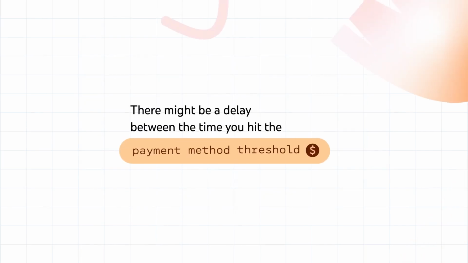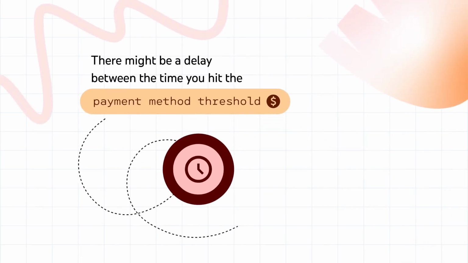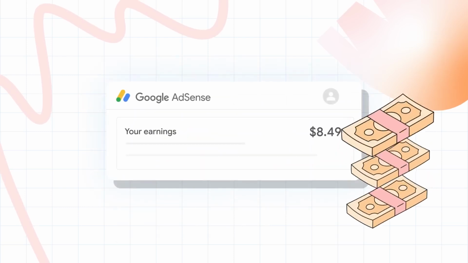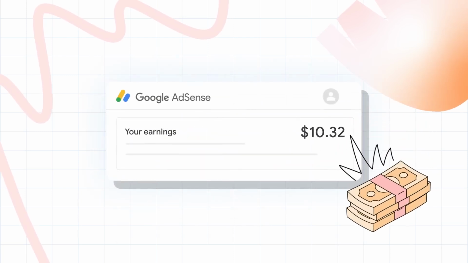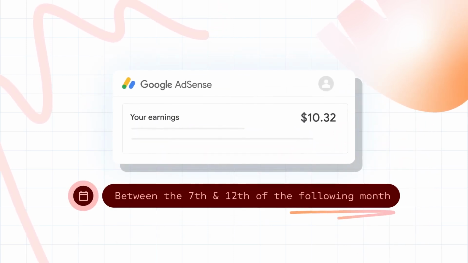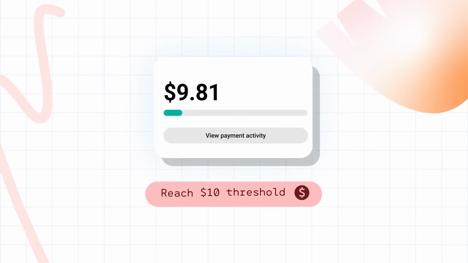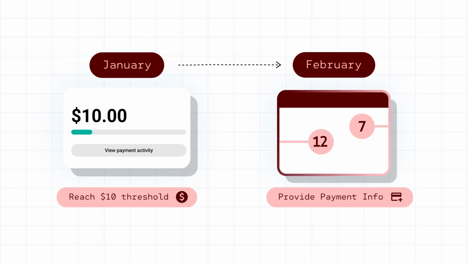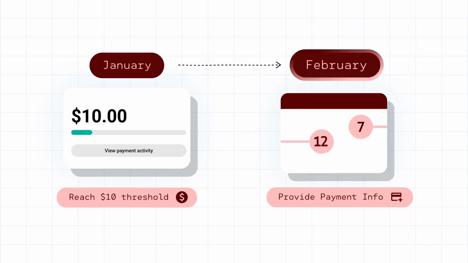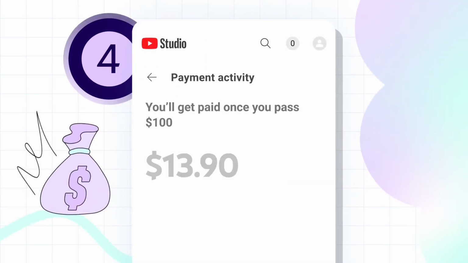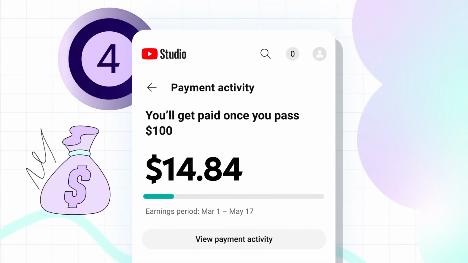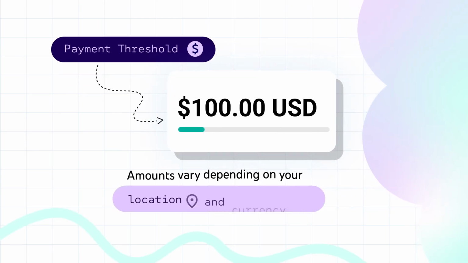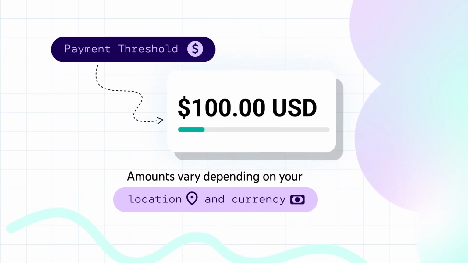Note that there might be a delay between the time you hit the payment method threshold and the time you're able to complete this step, because your earnings first need to be added to your AdSense for YouTube account, which happens between the 7th and 12th of the following month. So if you reach the $10 threshold in January, you won't be able to complete this step until between the 7th and 12th of February. Once you've completed all these steps, you'll need to meet the payment threshold to get paid. This is $100 US for people in the US, but the amounts vary depending on your location and currency.